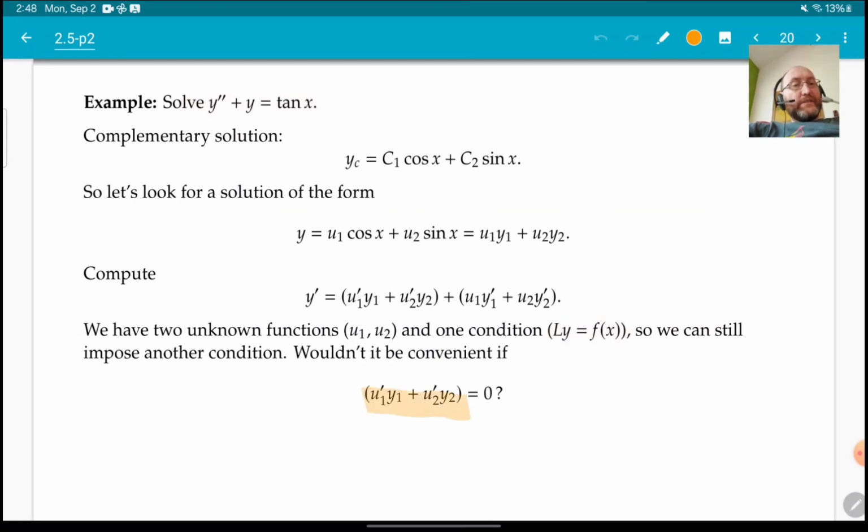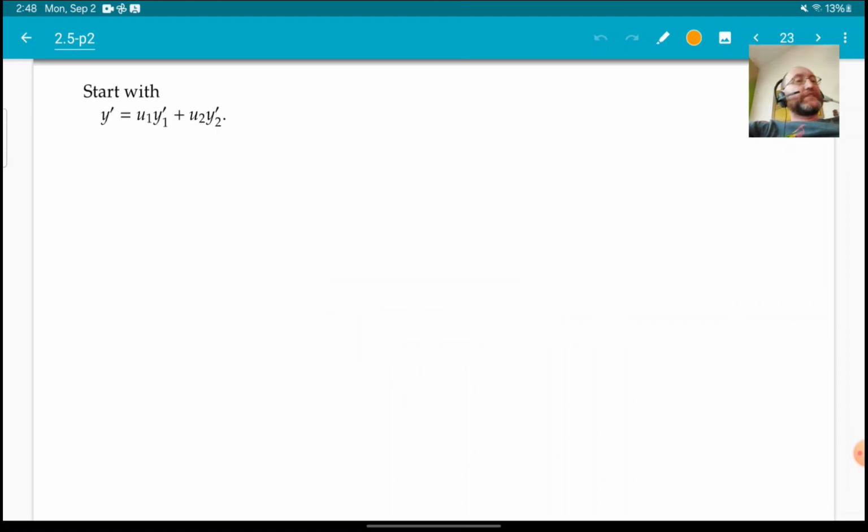So what if this guy over here just wasn't there? That just means that that thing is zero. So let's just assume it. So we have two conditions, this one and this one. Because then y prime is just the second term over here.